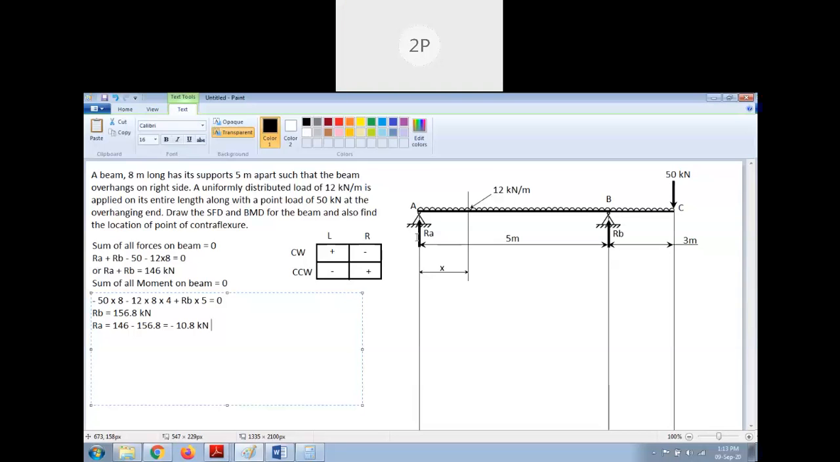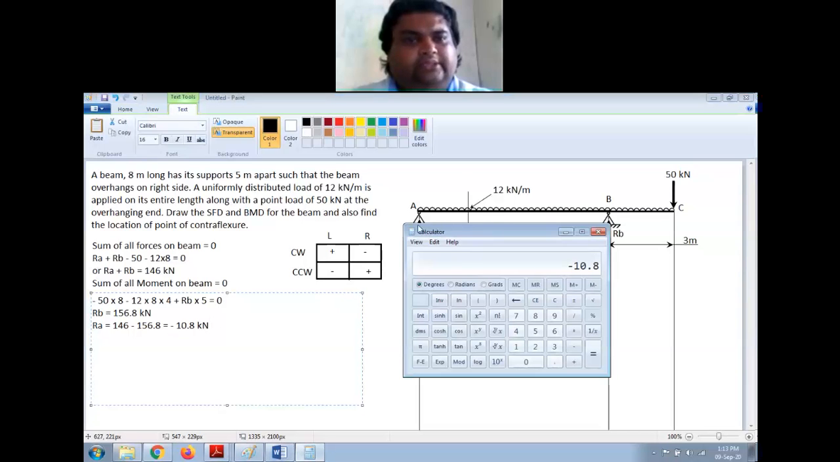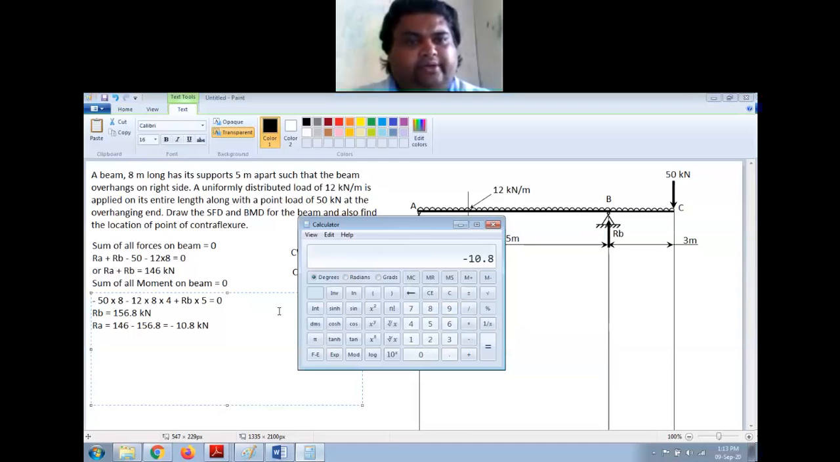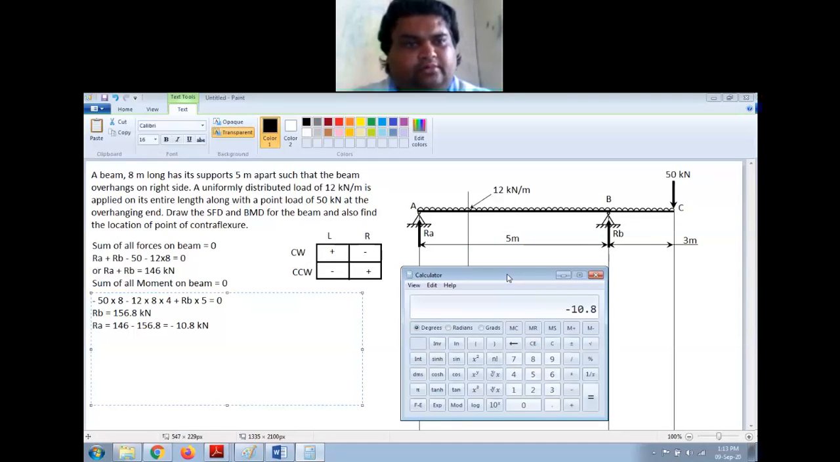So I calculate my RB is coming as 89.6 kilonewton. Really? What did I do here? I did 50 into 8 plus 12 into 4 plus 12 into 4, 8 into 4, 12 into 8 into 4.